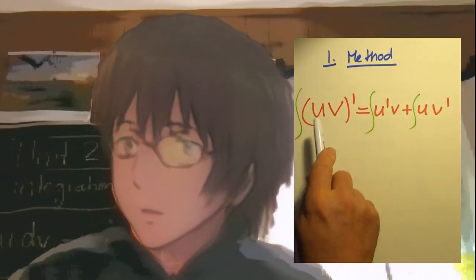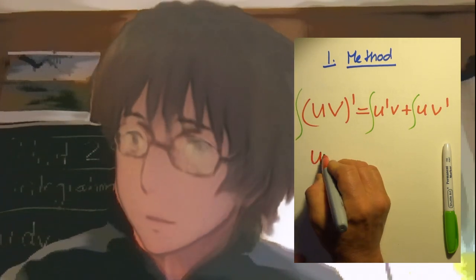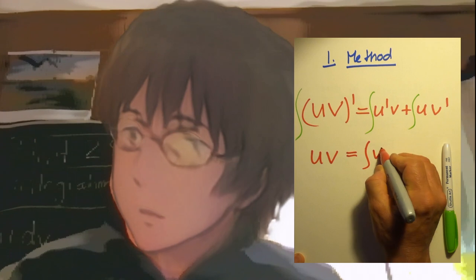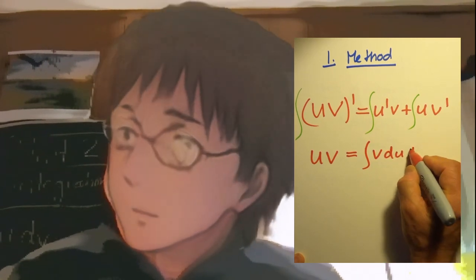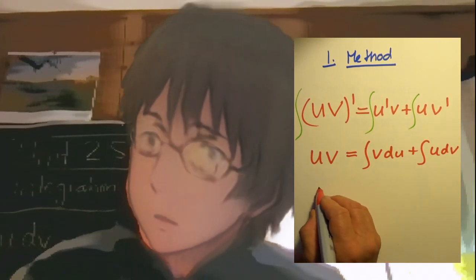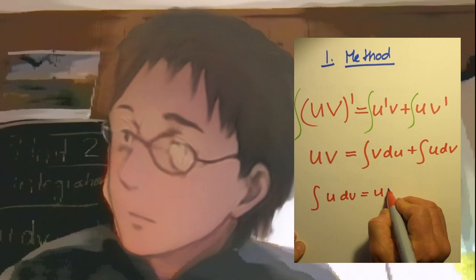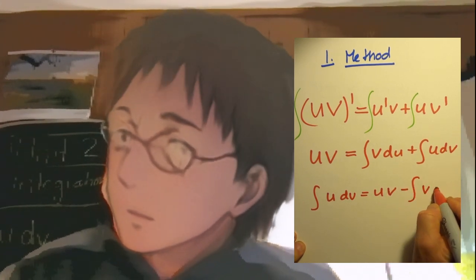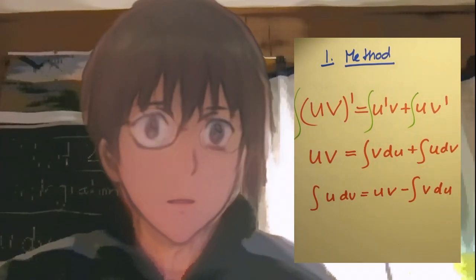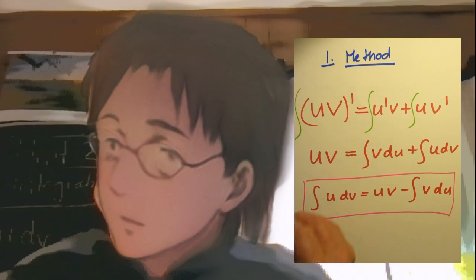And what we get is on the left-hand side, because of the fundamental theorem of calculus, we get uv. And here we write this as v du, and the other thing we write as u dv. Now we can solve for the integral of u dv, which is uv minus the integral of v du. And that's the method. That's the integration method of parts.